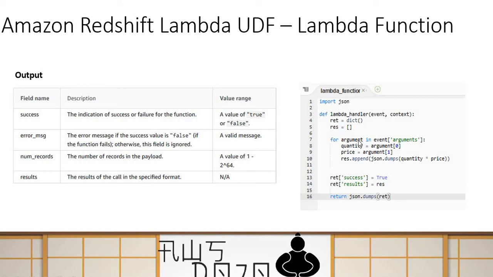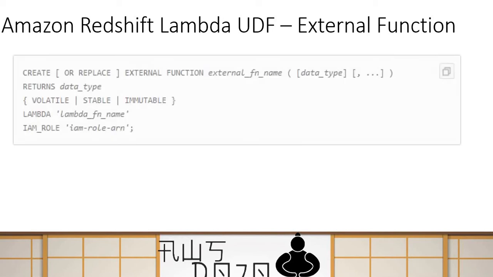Now, moving on, how do you define the external function? This is the syntax you use to define the user-defined function or external function. You say that you want to create or replace an external function. Then you provide your UDF function name here, then the parameters and your return type, and then finally you say this is the Lambda function I want to use for this UDF function, and then you also provide the role ARN. This is the same IAM role you created earlier for the Redshift cluster.